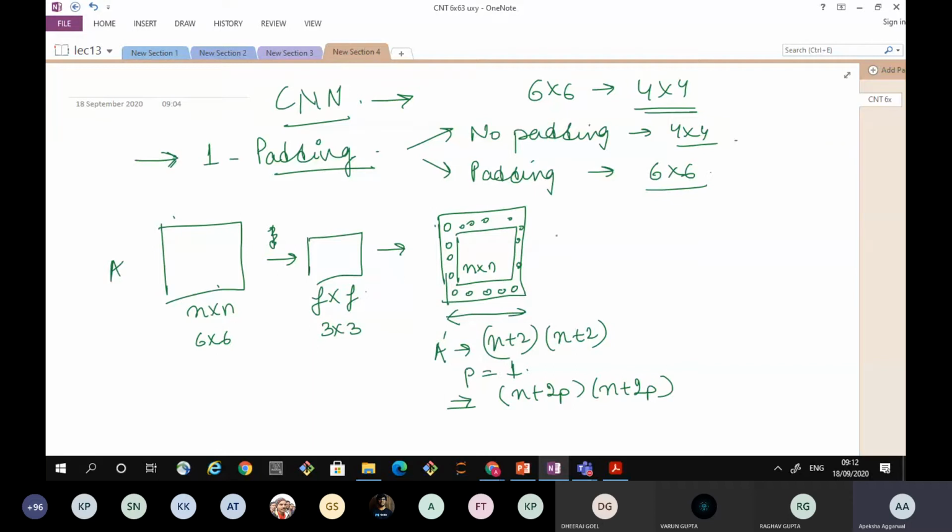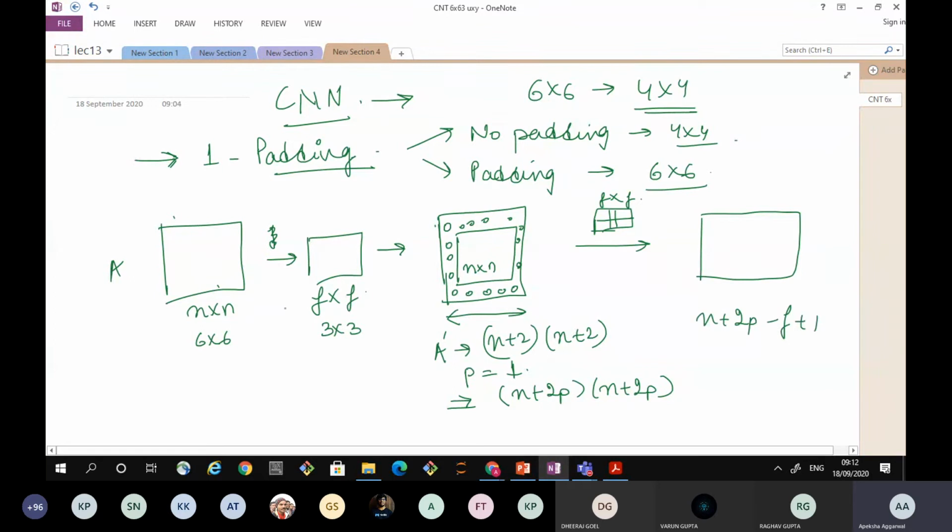Okay. So now I can apply the convolution filters. Now if I'm applying f cross f over this, what do I get? I will get an image which is of size n plus 2p minus f plus 1. Initially, if I was applying it, it was n minus f plus 1 cross n minus f plus 1. Now after padding, it is n plus 2p minus f plus 1 cross n plus 2p minus f plus 1. How is this coming?